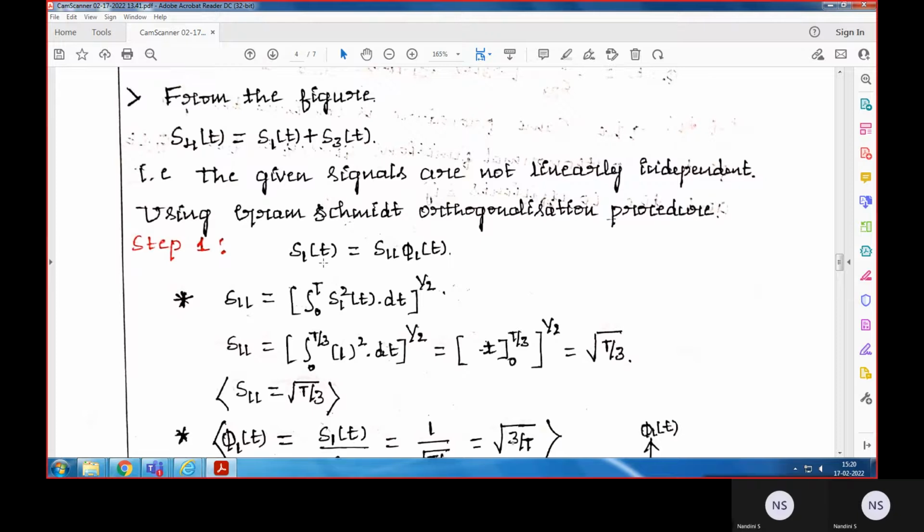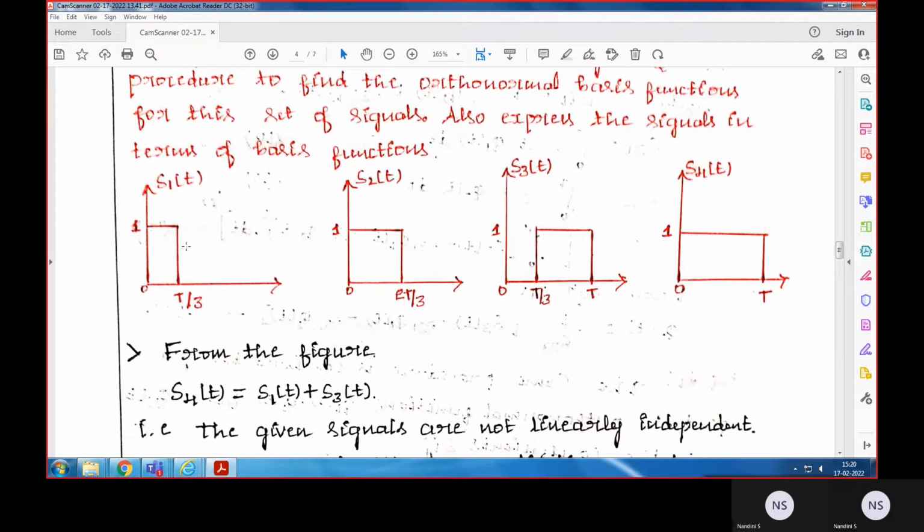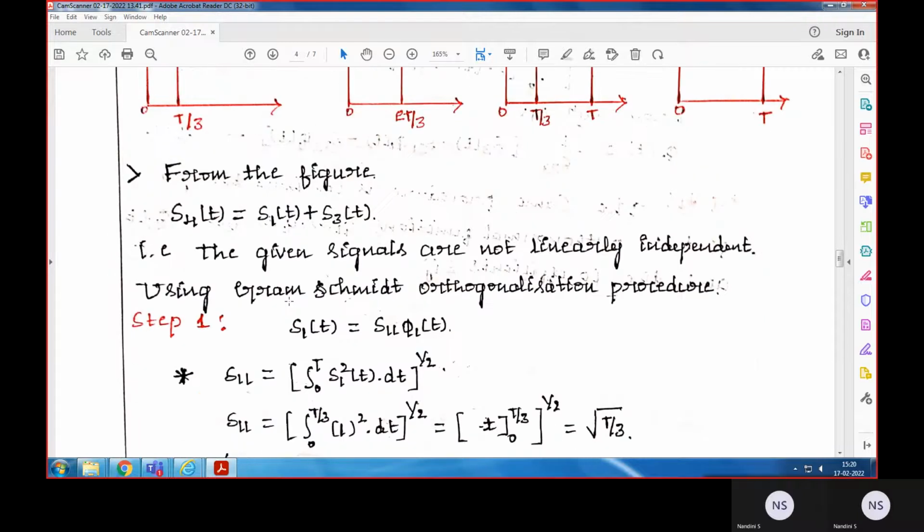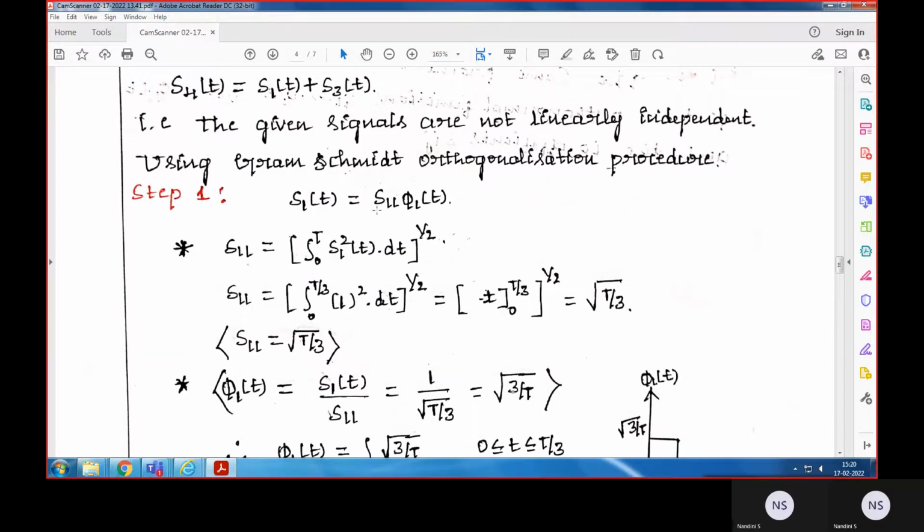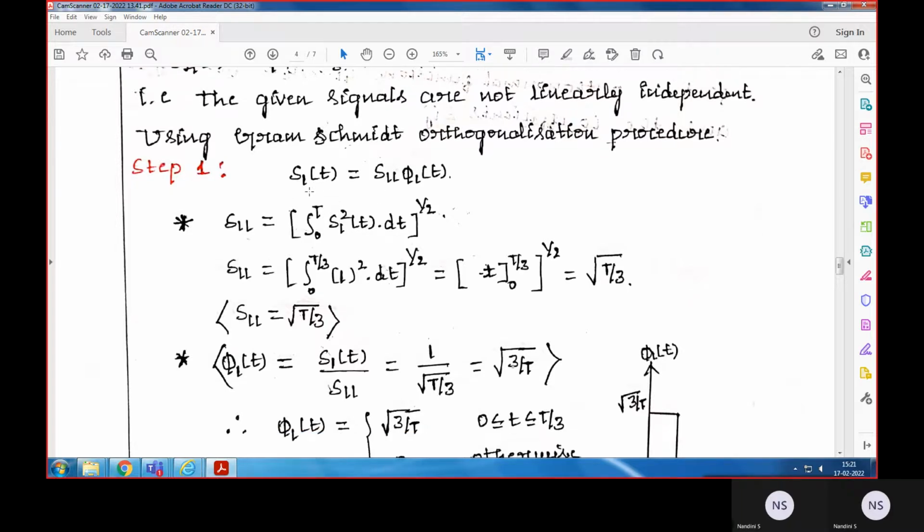So we'll consider the first signal S1 of t. S1 of t extends from 0 to T by 3, and its value in this interval is equal to 1. From the orthogonalization procedure, we have calculated the coefficients of the energy signal and the basis function. In the first signal, we have calculated one coefficient and one orthonormal basis function. The equation to calculate the basis function phi1 of t is S1 of t by S11, by setting all the coefficients to 0 except S11. So equation 1a can be written as S1 of t equal to S11 phi1 of t.